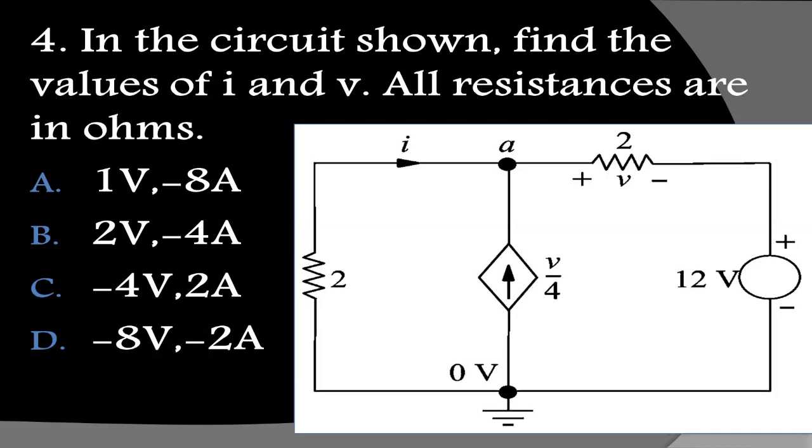We have 2 ohms, then we have here a dependent current source. To be specific, this is a voltage dependent current source, isn't it? Okay. So this is the next. So we have here 12 volts. There you are. Then we are seeing here a current I. Just put here the current I here.